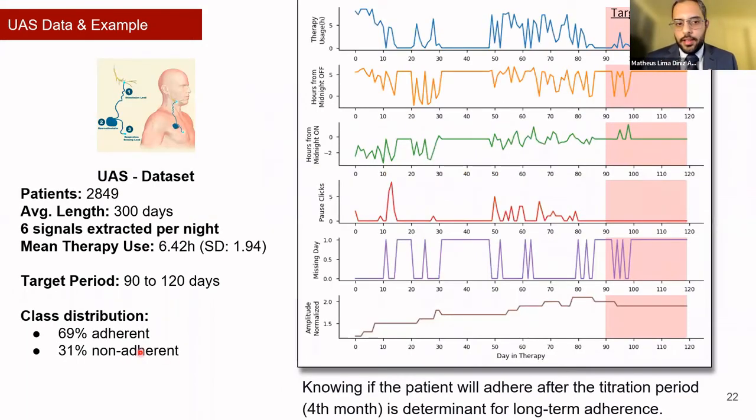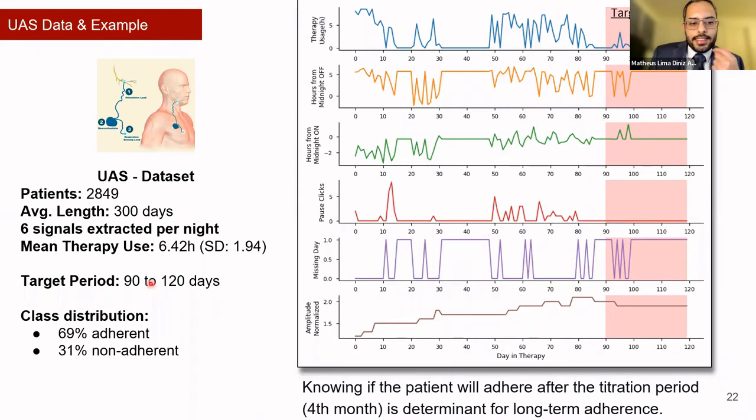In the same way, for the UAS therapy, we have many signals for every day. We have therapy usage, the time they turn off, the time they turn on, the number of pauses, the missing days, and the amplitude. And our job is to use this information to predict if the patient will or will not adhere in the target period. But in the case of UAS therapy, the target period is the 4th month. And we use the 4th month because it's known that if the patient adheres in the 4th month, it's likely that they will be adhering in the long term.